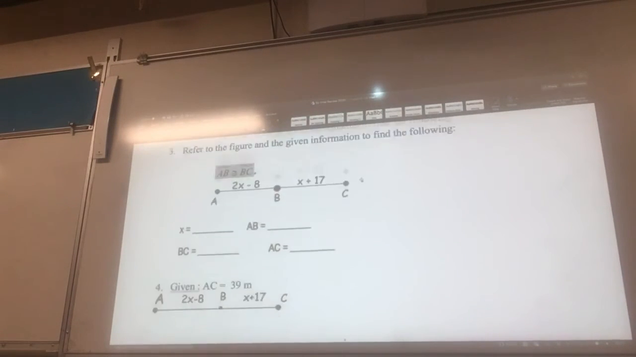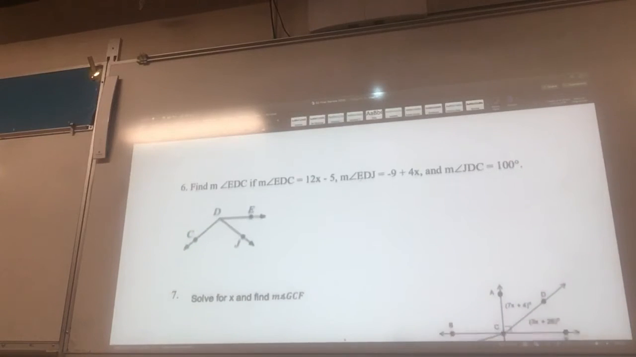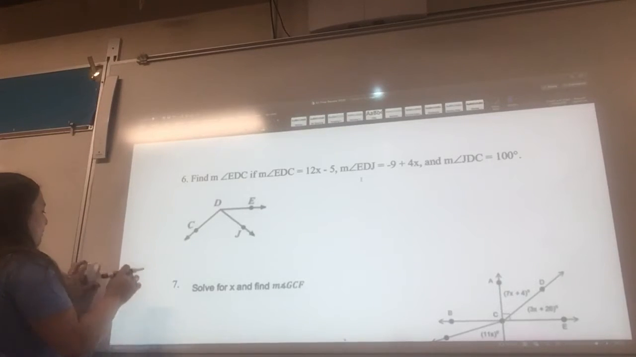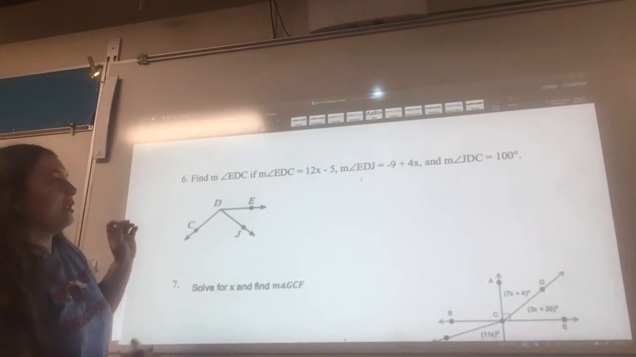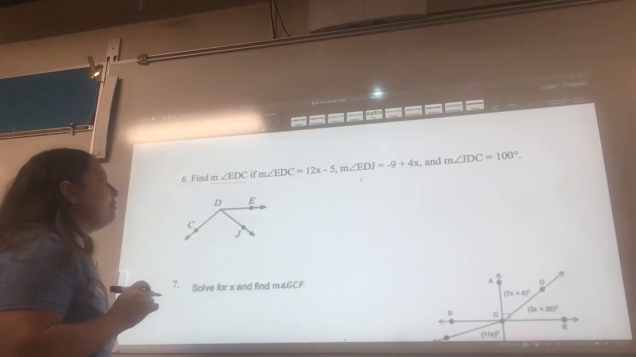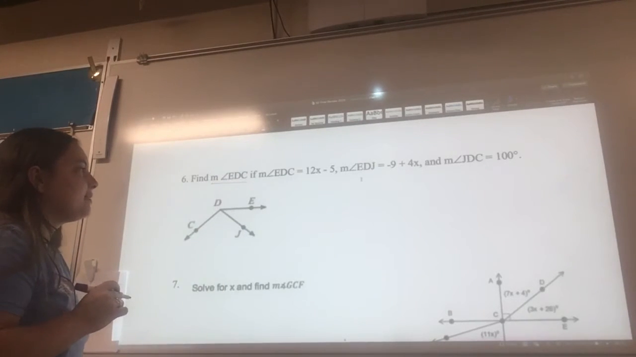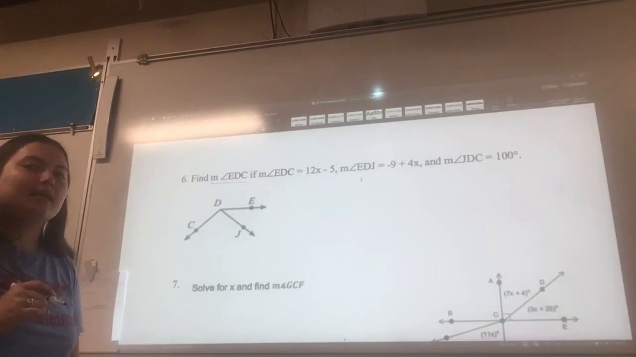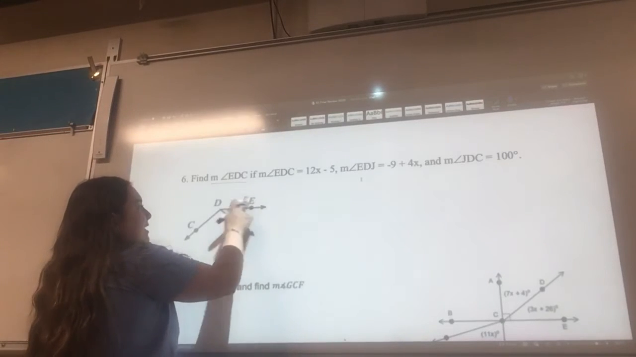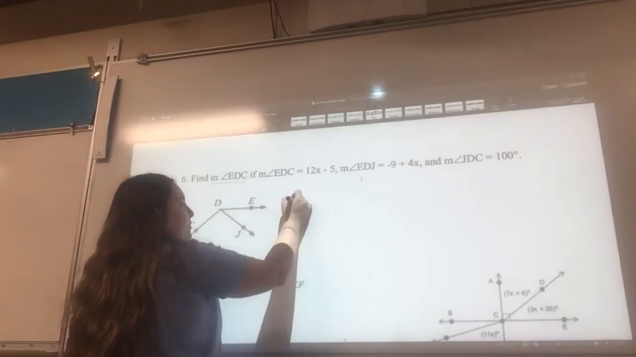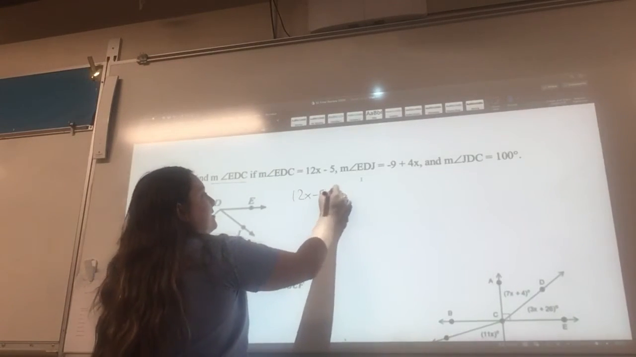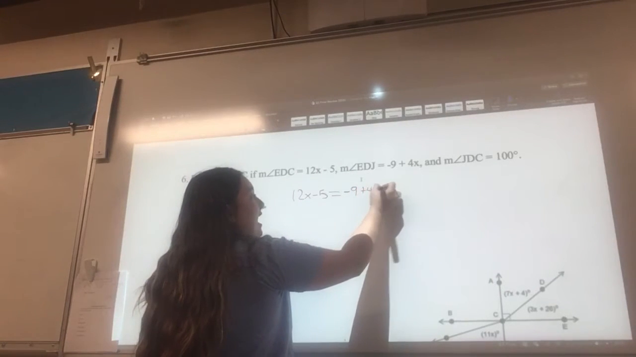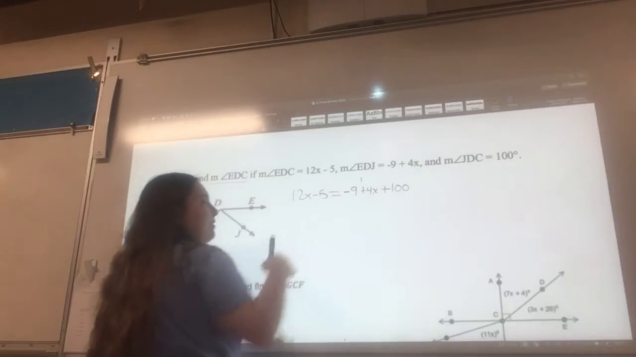So the next one I'm going to do with you is number 6, okay, where we're doing angle addition, but now we're going with more x's. It says I need to find the measure of angle EDC if EDC is 12x minus 5, EDJ is negative 9 plus 4x, and JDC is 100. So what we need to see is EDC is the largest angle. So we know 12x minus 5 has to equal the two smaller angles, negative 9 plus 4x and 100, added together.